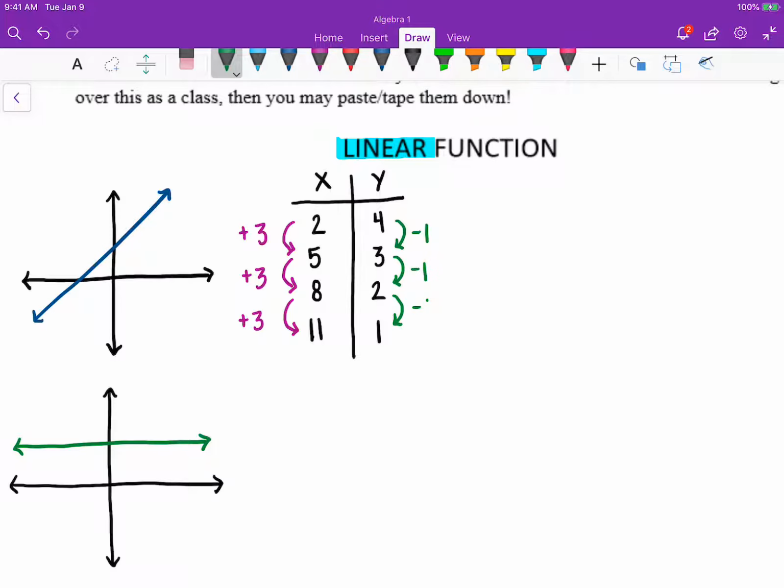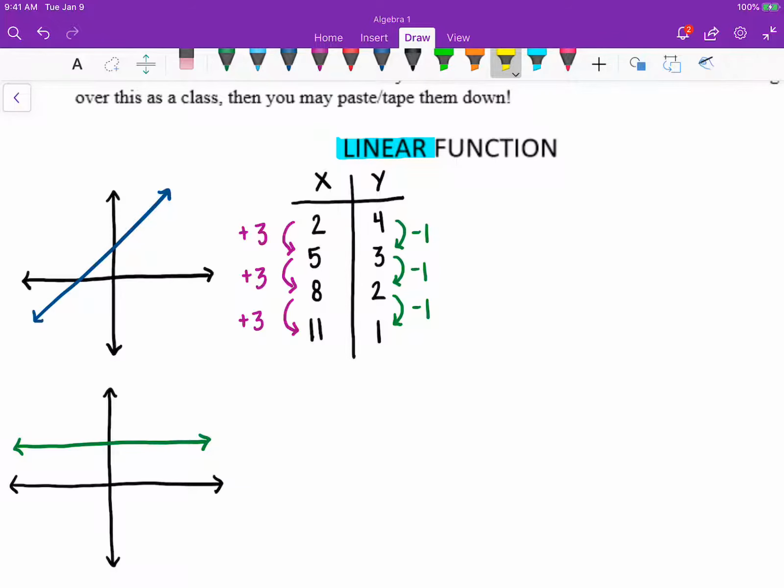And 2 to 1, it's going down 1 again. So I'm not looking for whether those numbers in purple match the numbers in green. I'm looking at the slope of them. And so what I would do then is take the change in the y's and divide that by the change in the x's.